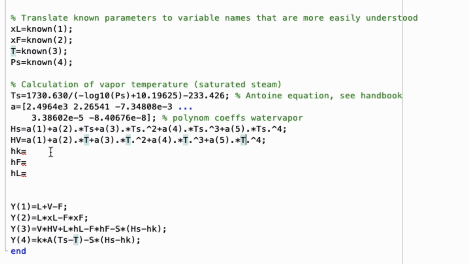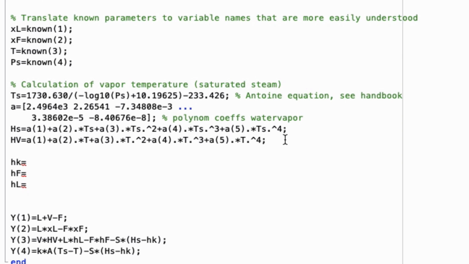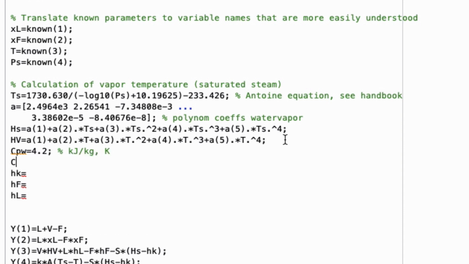What about the enthalpy for the liquid streams? Well, we need to have a CP for water. Let's say that that's 4.2 kilojoule per kilogram and degree Kelvin or Celsius. And we need a CP for the solids as well. Let's say that that's the same for simplicity.